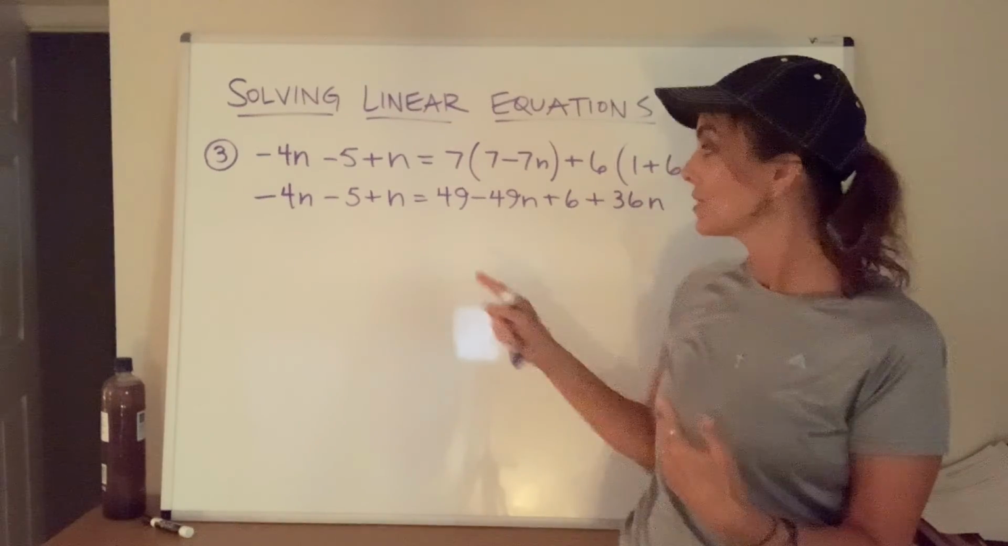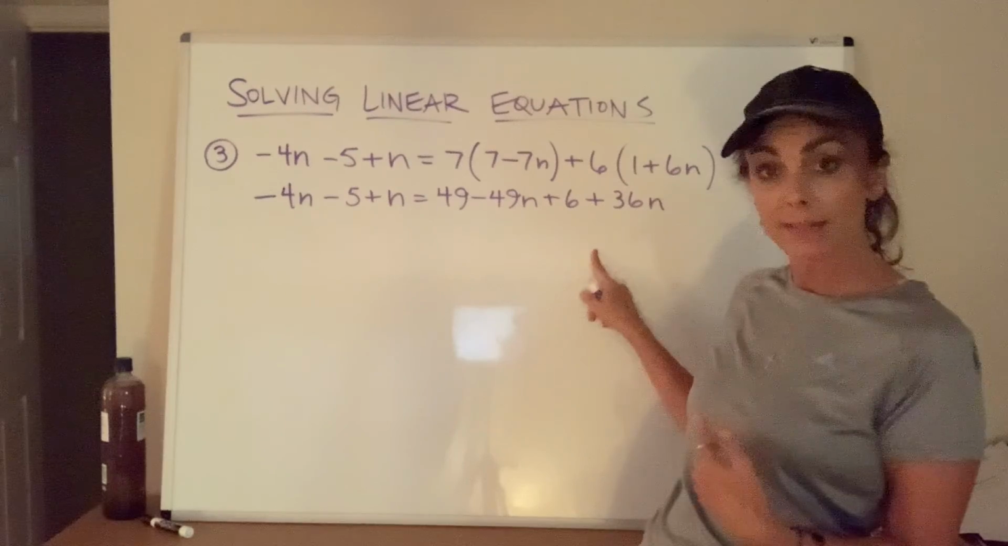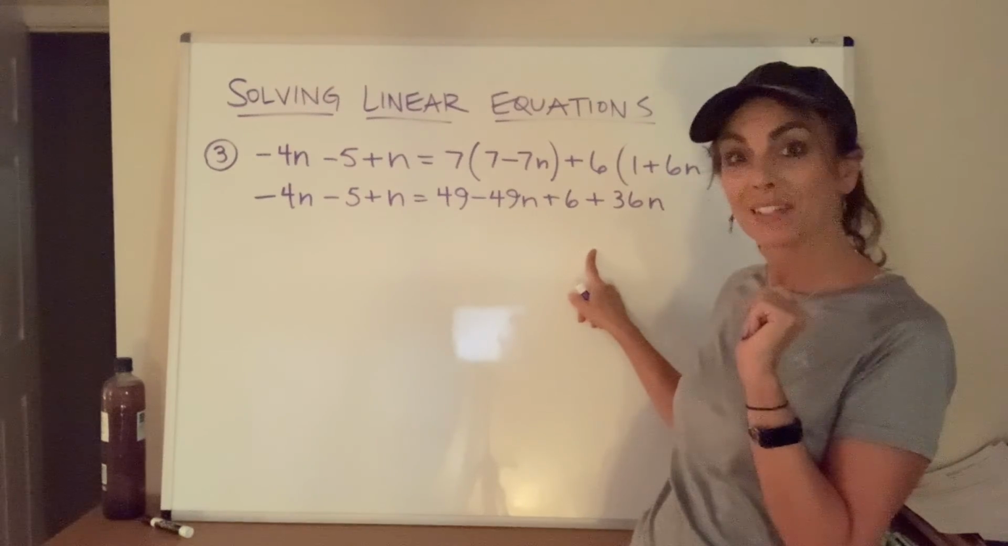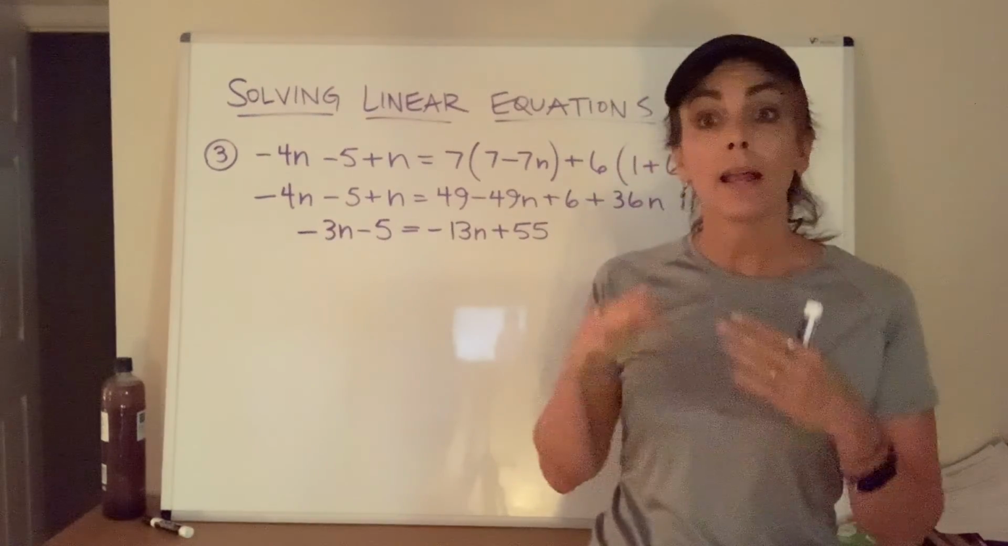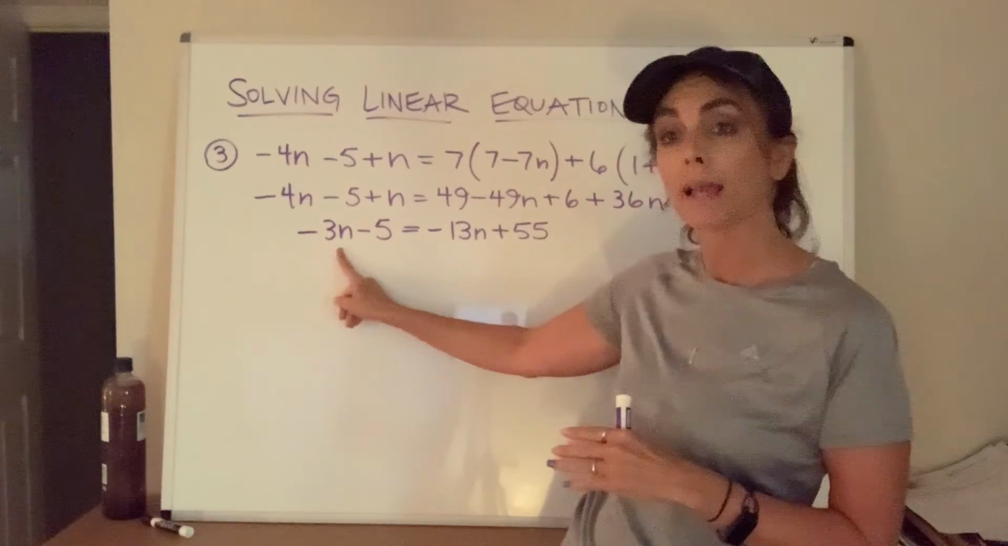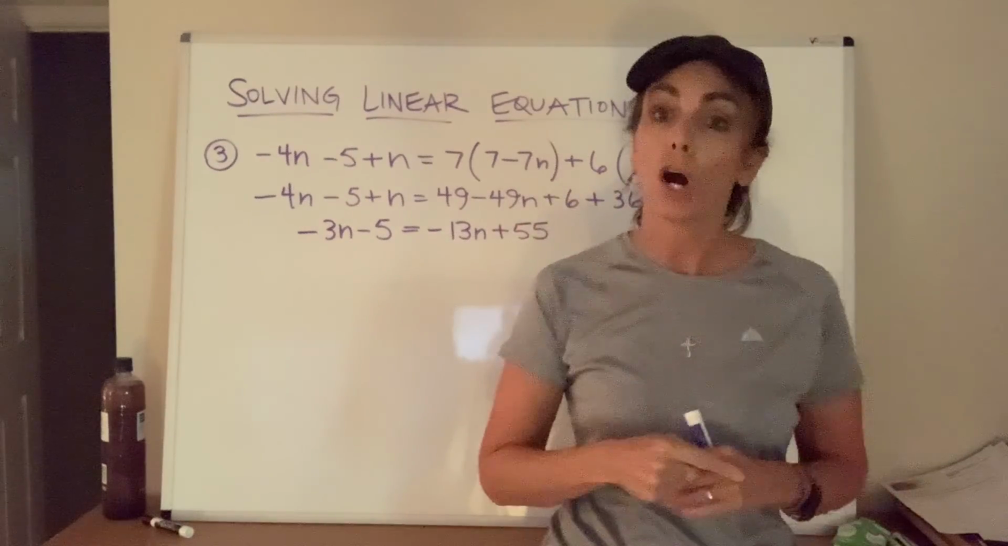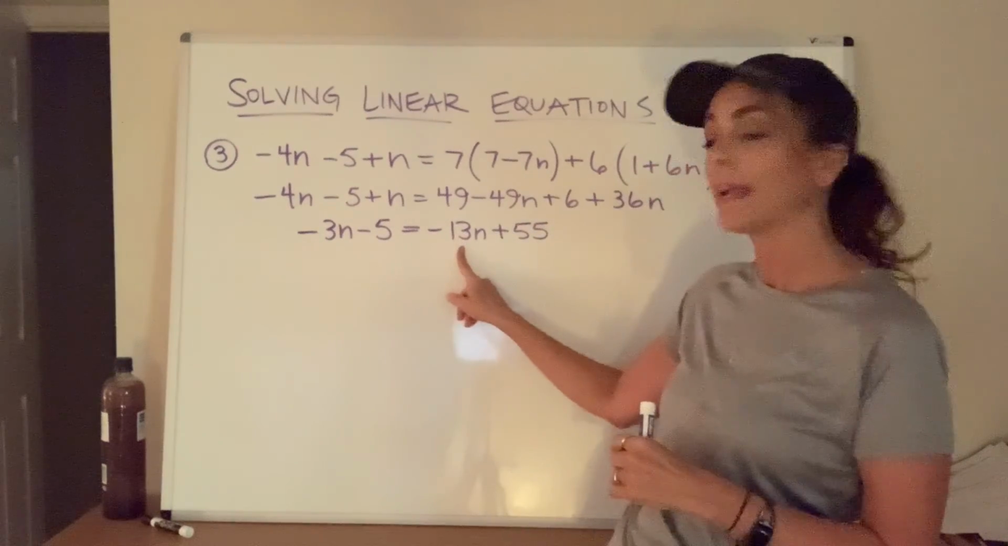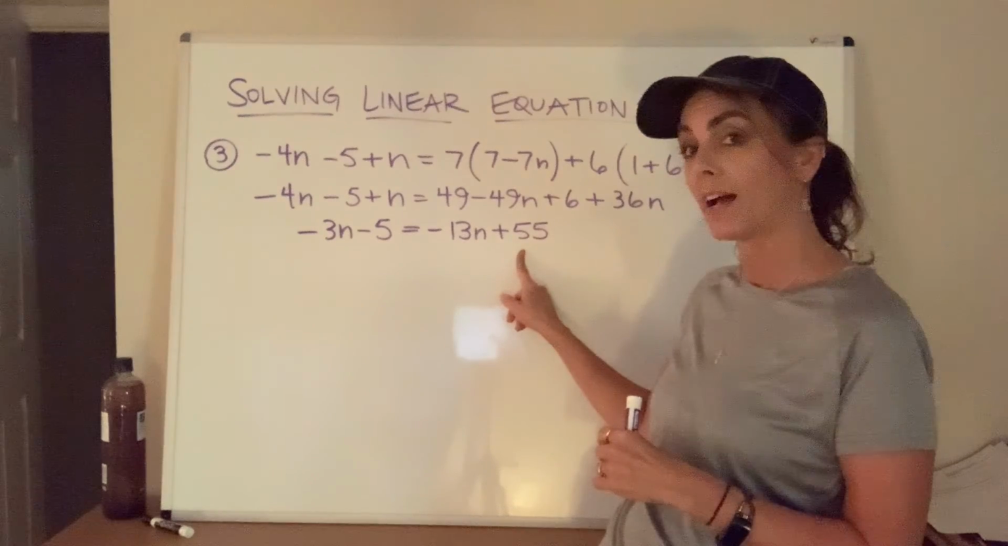Next, combine like terms on the left side and on the right side. Pause the video, see how you do. Okay, if I combine all the like terms on the left, I end up with negative 3n minus 5. And if I combine all the like terms on the right, I end up with negative 13n plus 55.